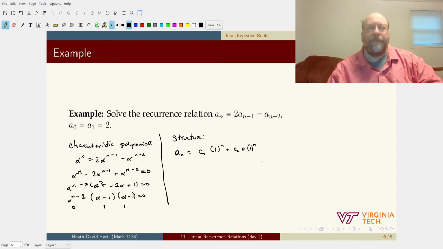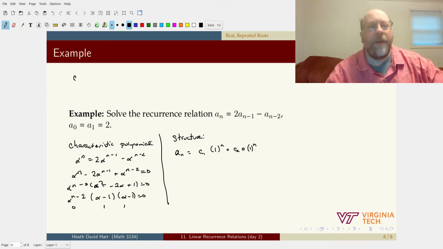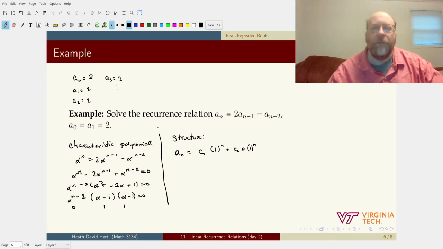All right. So now let's see what happens here. We look at a couple of cases here. A naught is equal to 2. A1 is equal to 2. Something weird happens when we go to A2. 2 times 2 minus 2 is also 2. A sub 3 is 2 times 2 minus 2 is also 2. It looks like all of these terms are going to equal 2. That would be interesting, but let's see how this works out.